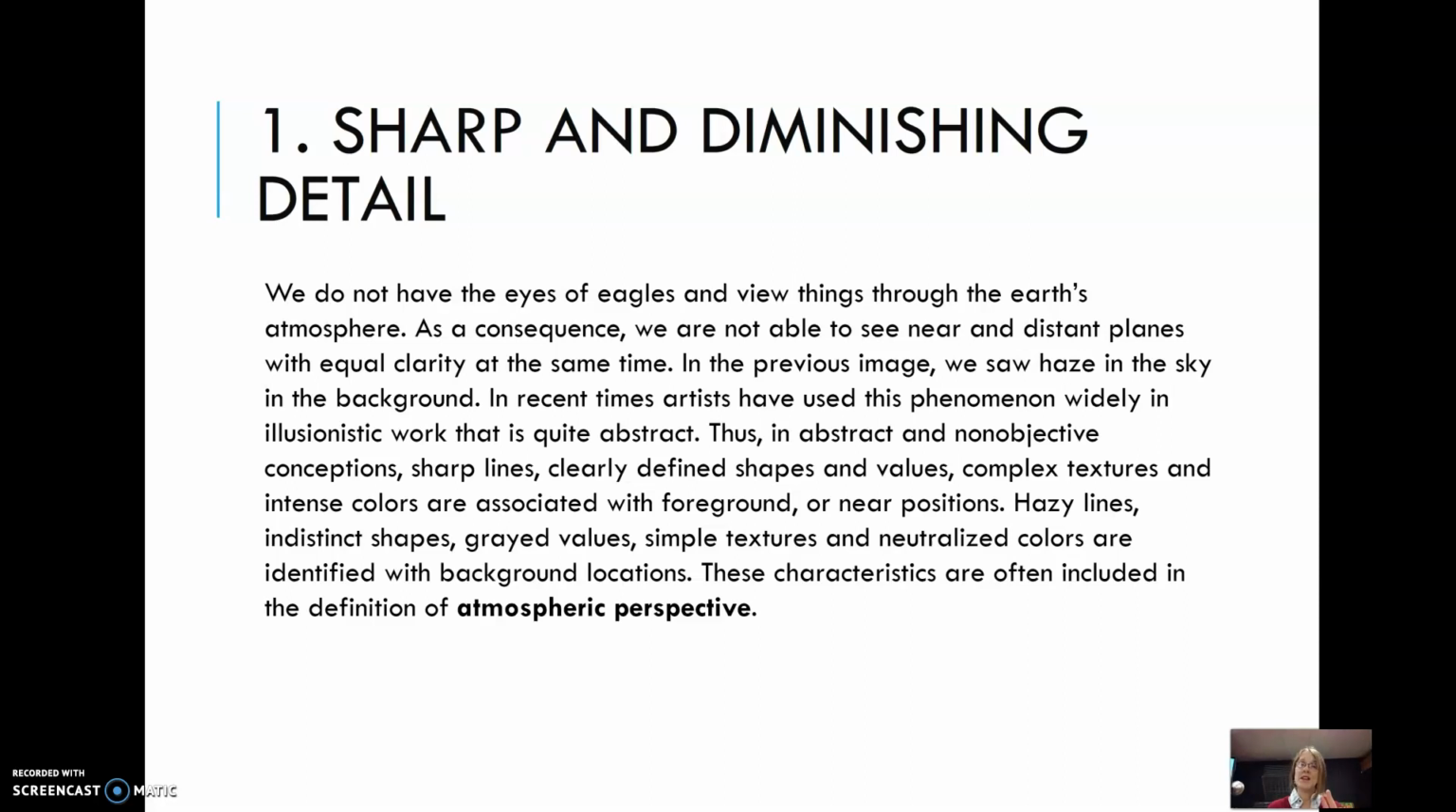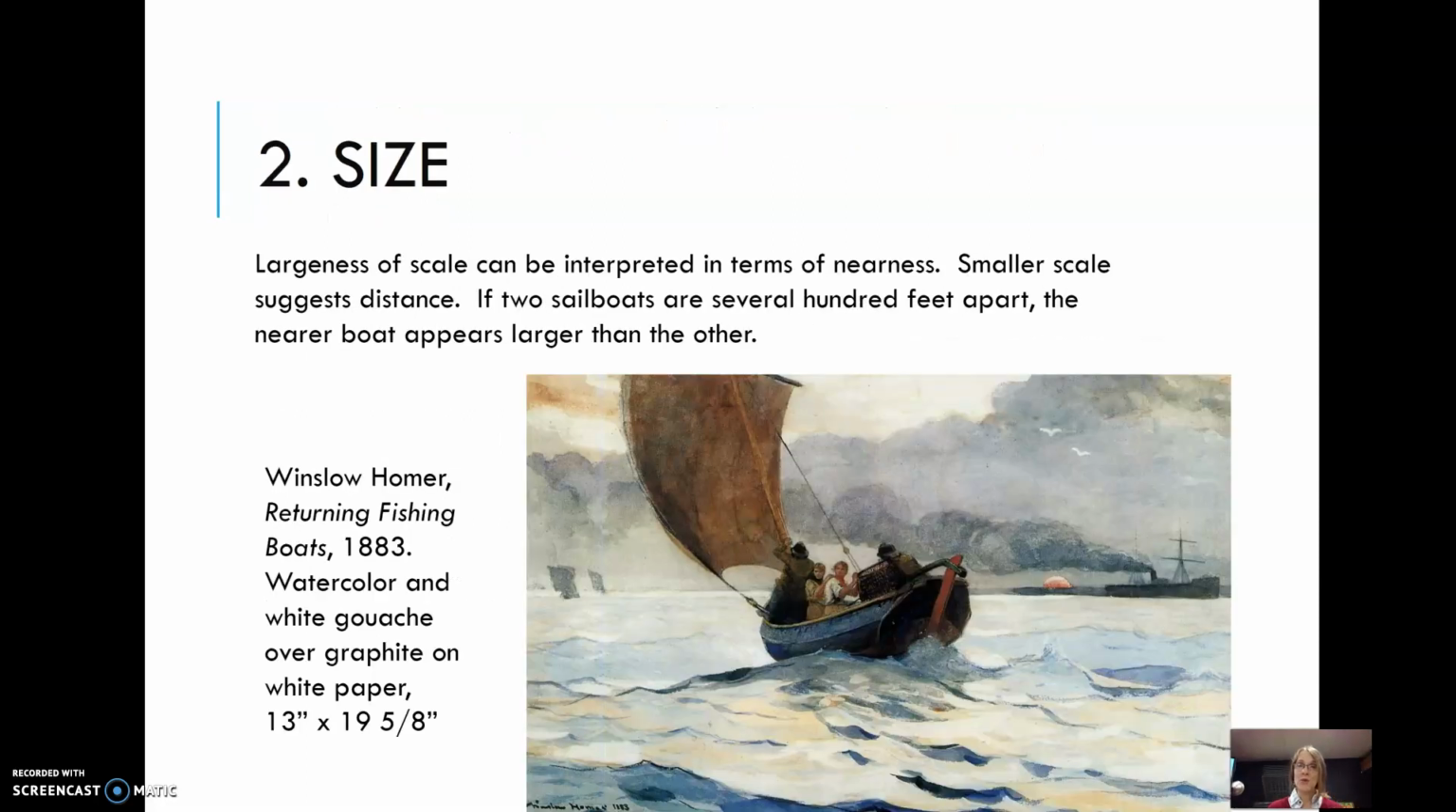Okay, so now we're going to look at number two. Another way to create the illusion of space in an artwork is with size. So depending on the largeness of scale of an object, that can be interpreted as something that's in the foreground. If you make something smaller in scale, that may be interpreted as an object in the background.